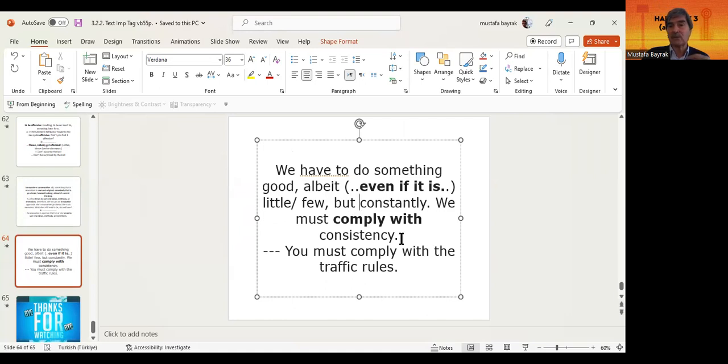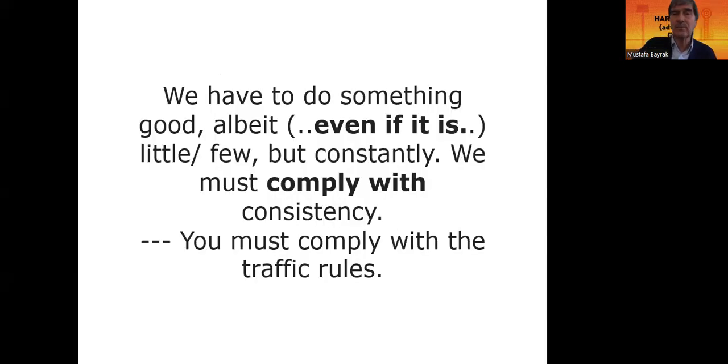We must comply with consistency. You must comply with the traffic rules. You must obey the traffic rules. So all of us must be in harmony with the rules in a city, in social life. So we must comply with consistency. We must comply with harmony.